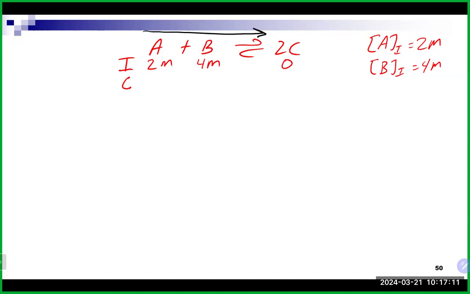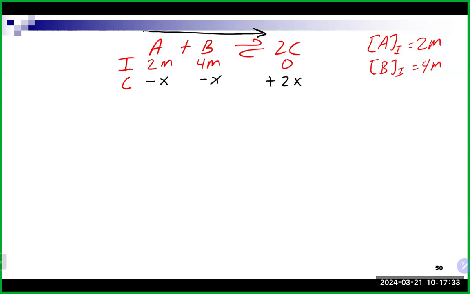We represent that in the ICE table with minuses and pluses. So in this case, this would be minus x, as we would expect it to be decreasing. This would be minus x, as we would also expect it to be decreasing. When we get to the product side, this is going to be plus 2x.